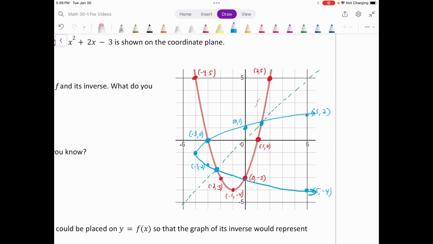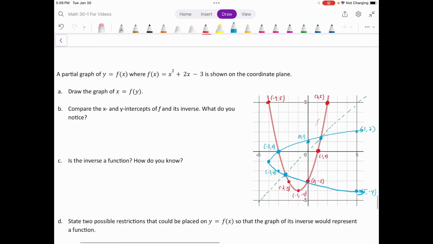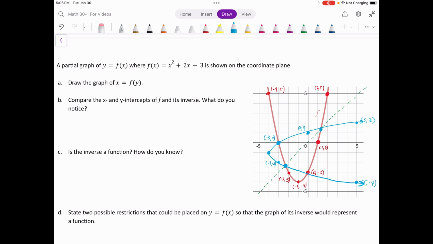Something like that, right? Okay, so there we go. We graphed the inverse relation of our original function. Then it asks us to compare the x and y intercepts of f and its inverse. And it asks us, what do we notice? Well, let's see here. What do we notice?